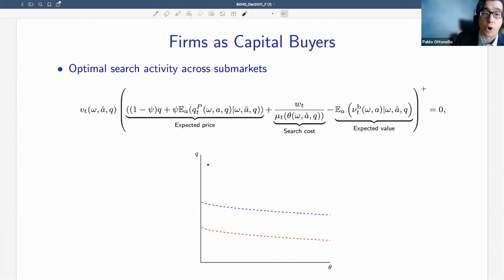Okay, so here we can represent these iso-cost curves also in the Q and theta plane. Firms would like to pay a low price or to find capital frequently, which occurs at a low theta for them. So their iso-cost curves are also downward sloping, and they prefer iso-cost curves to the southwest.